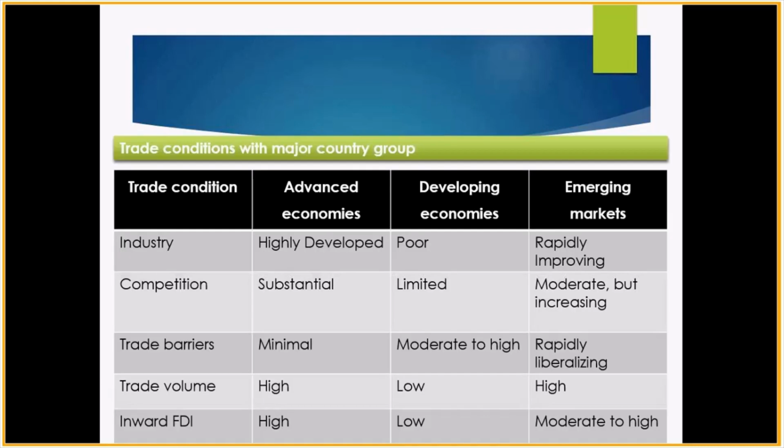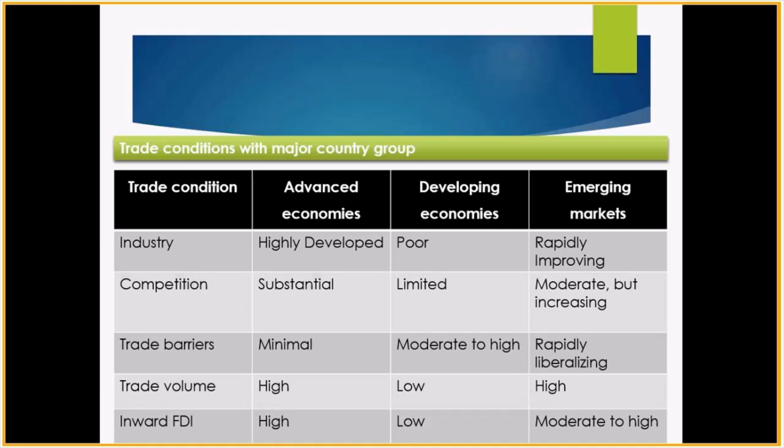Okay, now let's look at some of the factors which differentiate between advanced economies, developing economies, and emerging markets. For example, if there is a country and you want to ask yourself where you should put it, before searching on the internet, you can gauge that country on these factors which are given here, and you can easily understand where that economy should be placed.